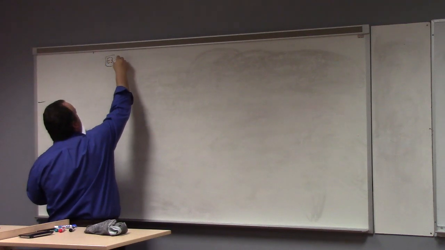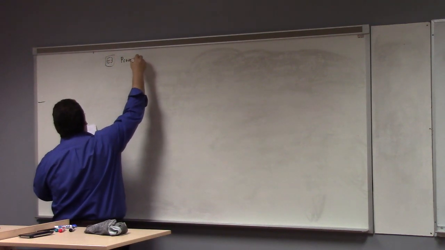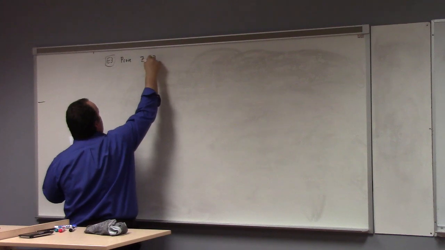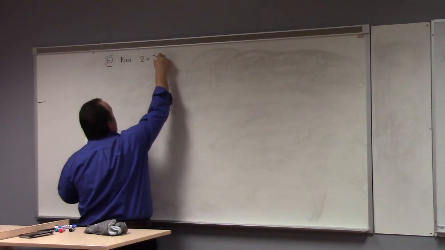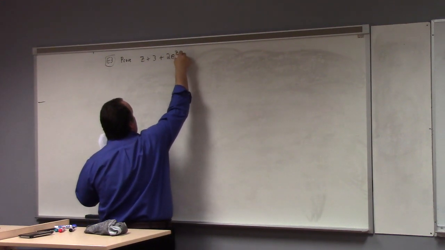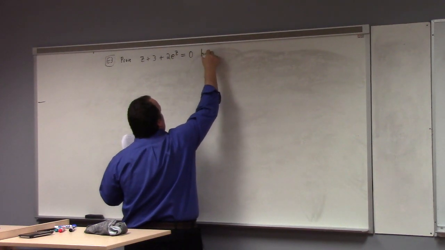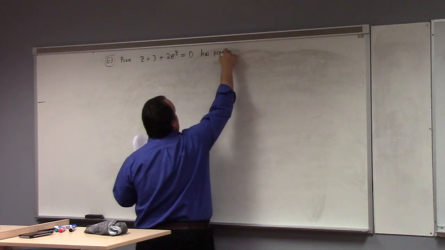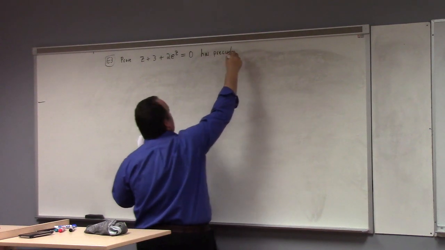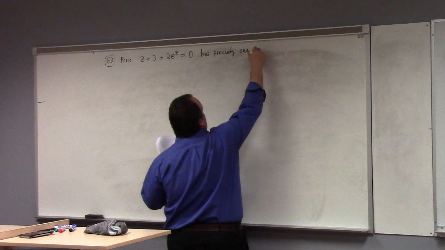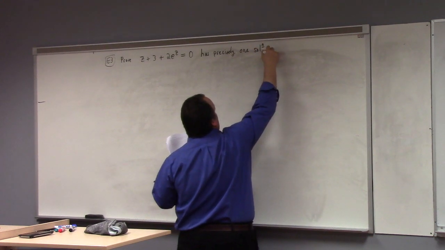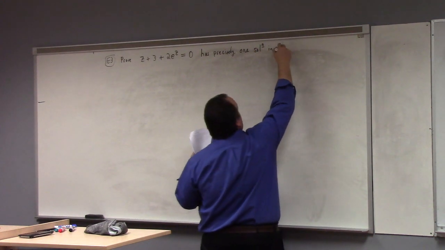So here we're supposed to prove z plus 3 plus 2e to the z equals 0 has precisely one solution in the left half plane.